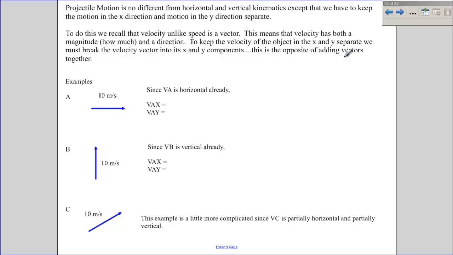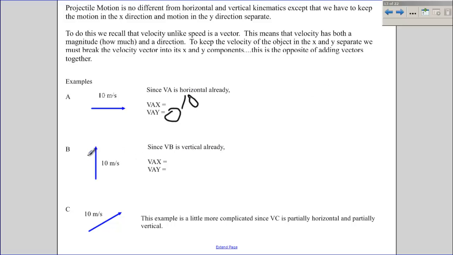And to do this, the classic example is taking a velocity vector and breaking it into x and y components. Now, the first example is really easy because this vector is 10 meters per second in the x direction. Well, the VX is 10. The VY is 0. So in this case, this is 0 and this is 10. That didn't require any trig, didn't require any thinking, just looking at it.